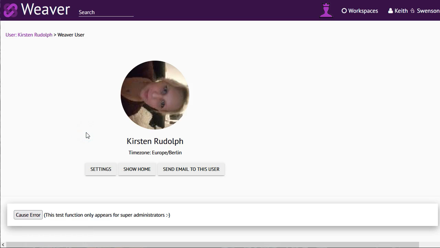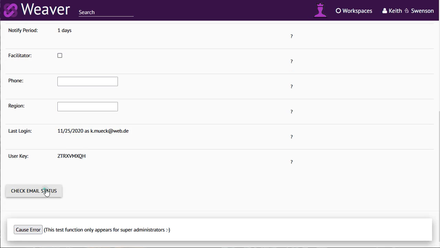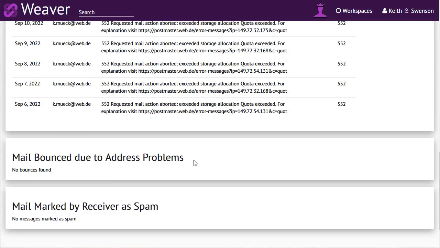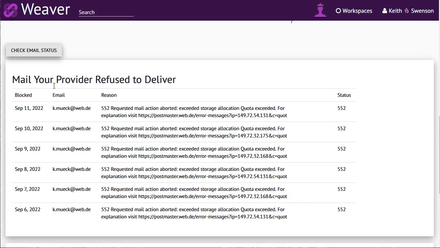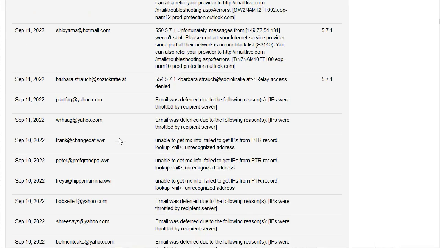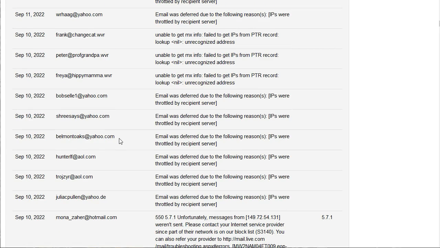So you can actually go to this person here, Kirsten Rudolph, and of course we'll see that this has happened quite a few times recently. Things can bounce due to address problems. It's also possible for the receiver to mark something as spam, and that flows back through the system, although nobody has done that. There's one person who did it 2 years ago, but currently we're only getting the last year's worth of mail problems. So this is all very interesting.